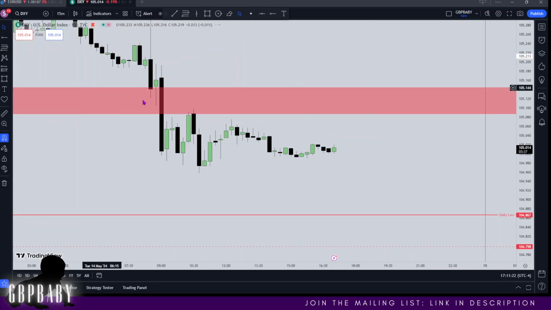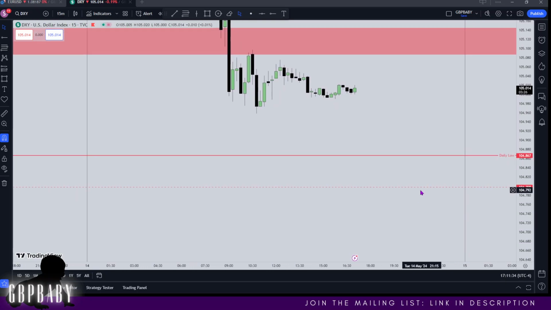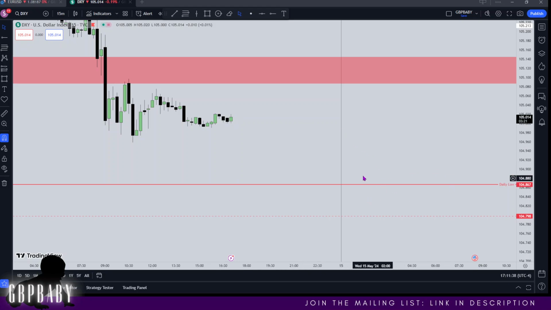Let's drop down to the 15-minute, and you can see how we're just seeing this classic consolidation. But honestly, I wouldn't be surprised if we didn't even retrace. I wouldn't be surprised if we just continued on lower to run out those daily lows and then into that consequent encroachment. So moving into the new day, what am I expecting? I just want to see this daily low get taken out.